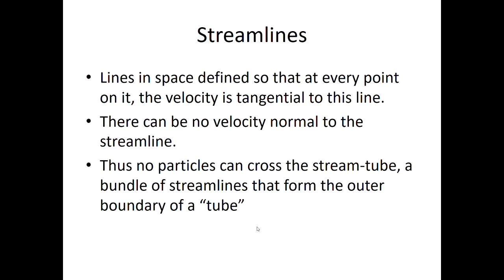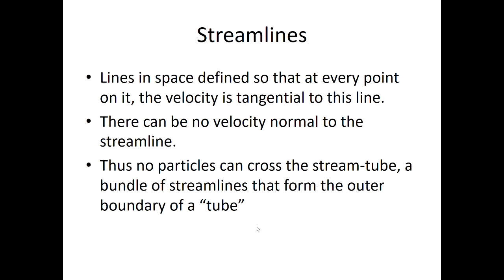So now we are going to talk about streamlines. Streamlines are lines in space drawn so that at every point on it, the velocity is tangential to this line. In the next lecture, we are going to mathematically define it and come up with a mathematical equation for it. But right now, we think of it as a line in space. At every point on it, if you draw a tangent to it, the velocity is along this. That means there's no velocity normal to the streamline.